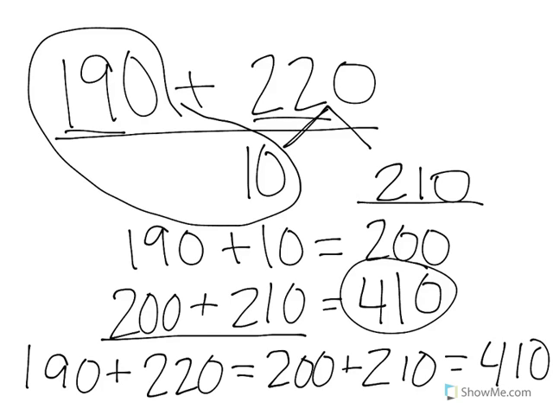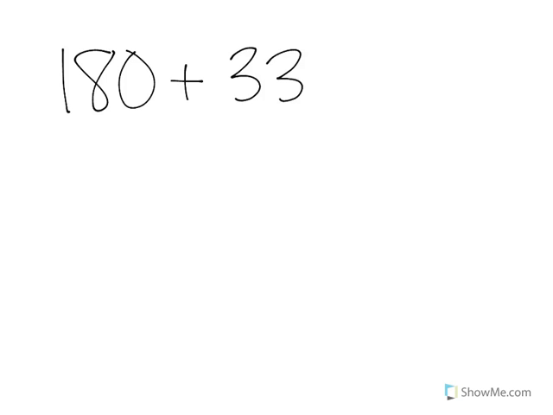All right, scholars, let's do an example together. We're going to do 180 plus 330. So first I need to decide which number is closer to the next 100. If you have an idea of which number is closer to the next 100, can you take yourself off mute and tell me why?